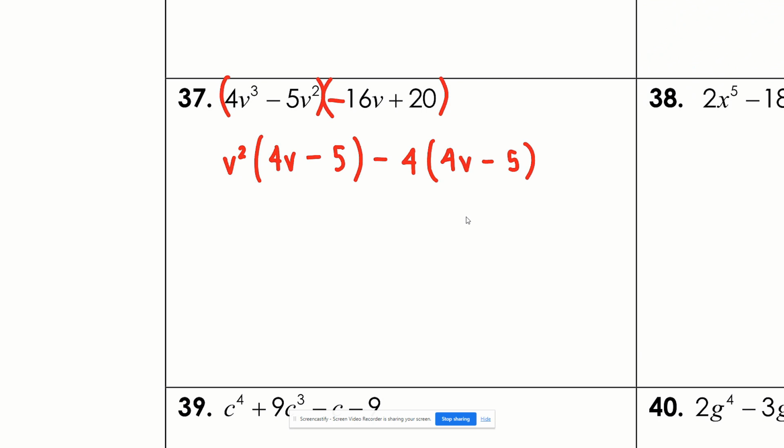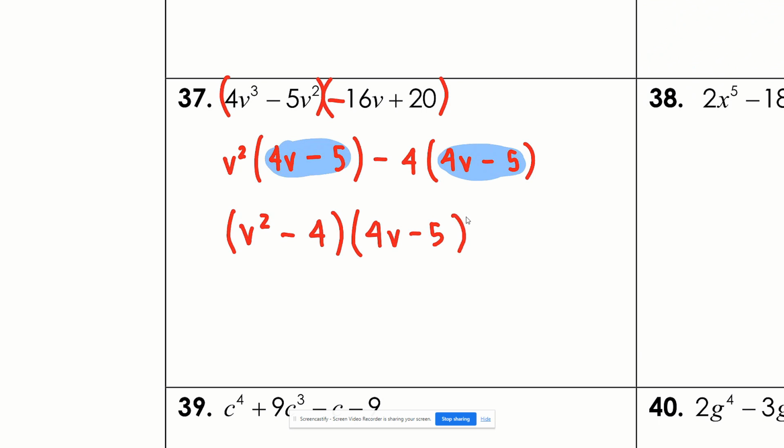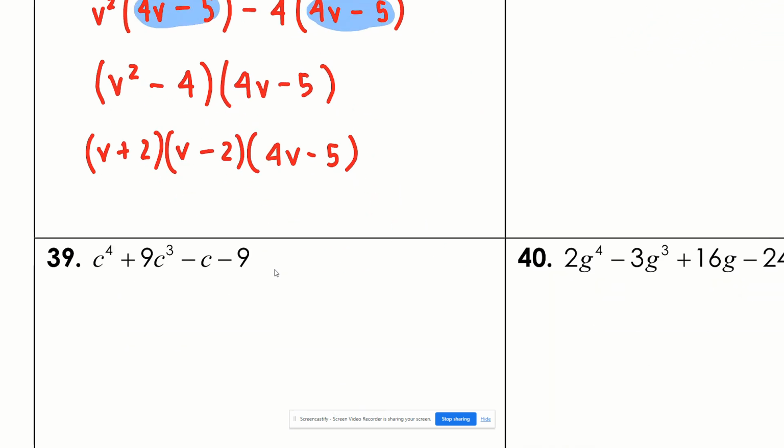So is what's left over the same? They're identical. So my two factors are what I pulled out, v squared minus 4, and what was left inside, 4v minus 5. Now hopefully you're starting to get the hang of this. V squared minus 4, that's difference of perfect squares. That will factor into two binomials. The 4v minus 5 just drops, but that's v times v, that's 2 times 2, that's plus and minus. Easy, easy.